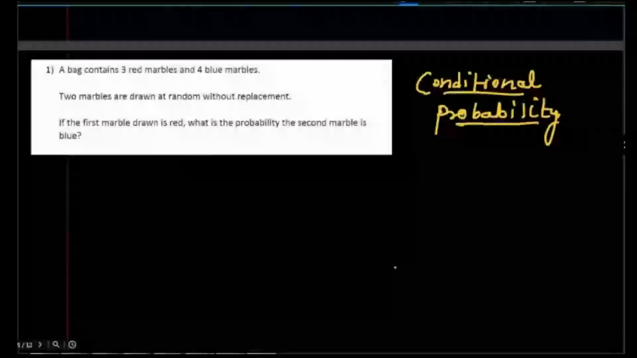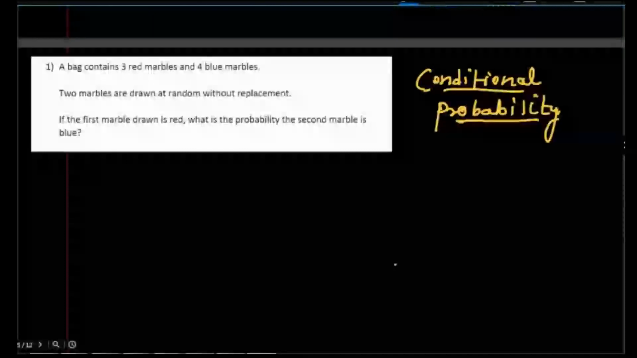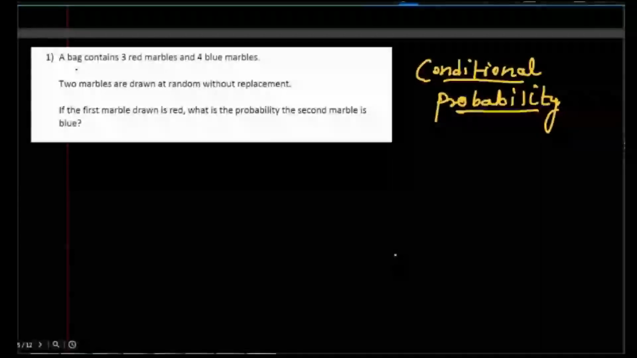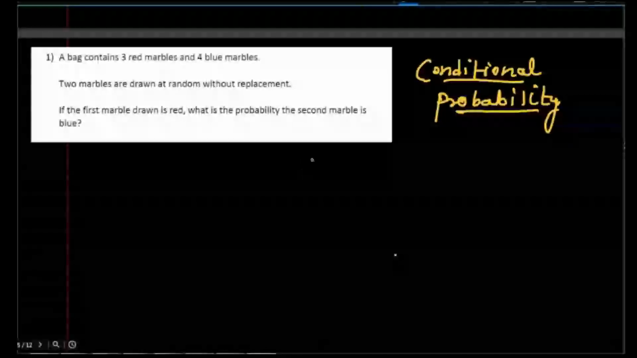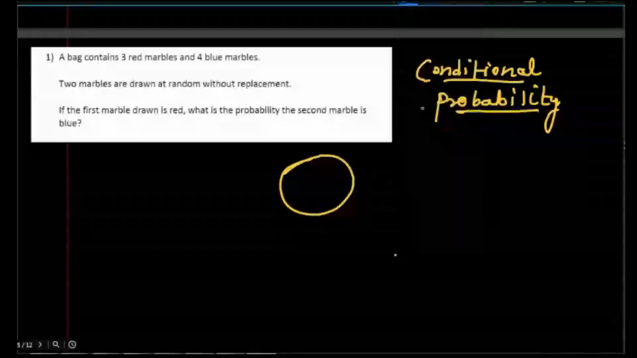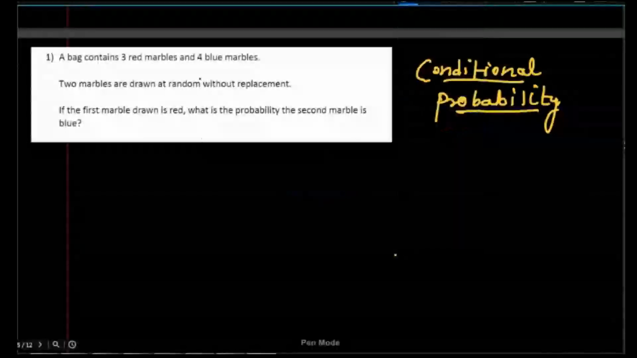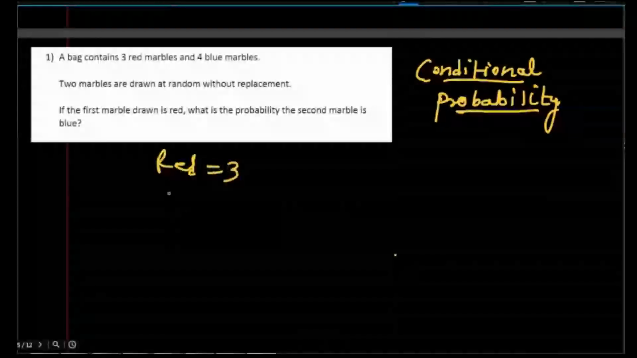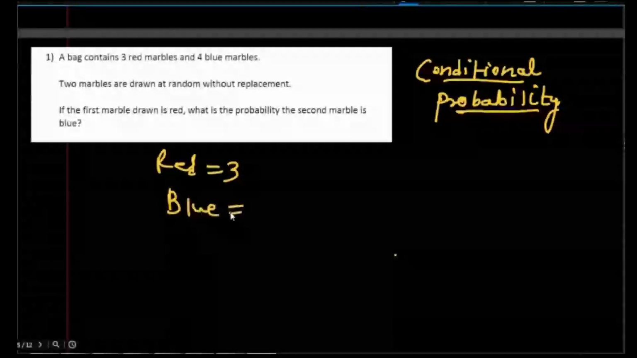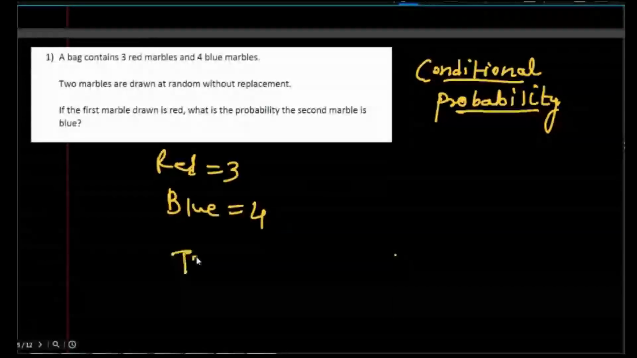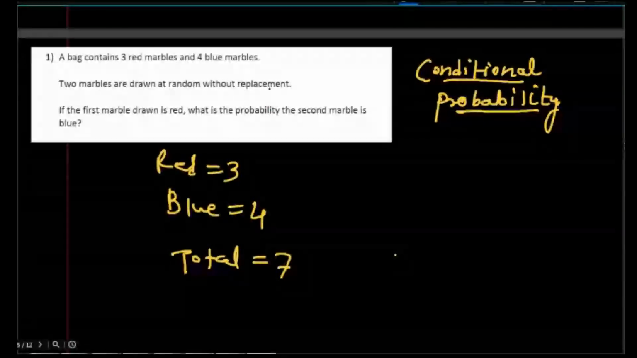Now based on that, we have solved some problems, and I had given one exercise to solve. So let us check that exercise. The bag contains 3 red and 4 blue balls. So instead of drawing the diagram, we will directly solve this. Red balls are 3, blue marbles are 4, and total are 7. 2 marbles are drawn at random without replacement.